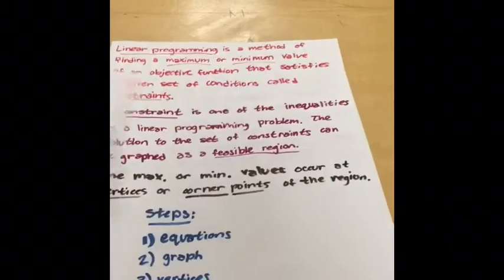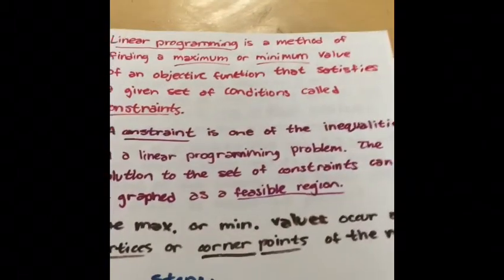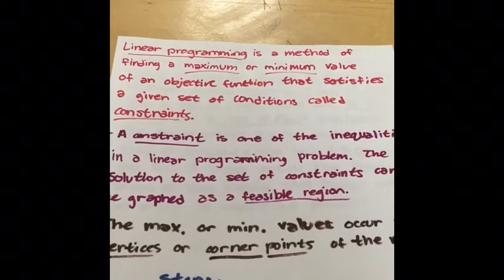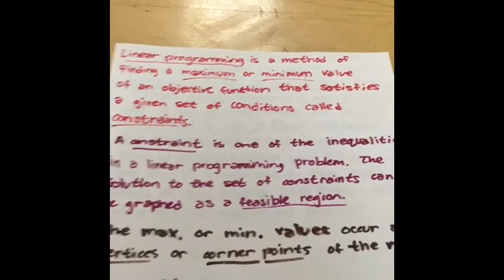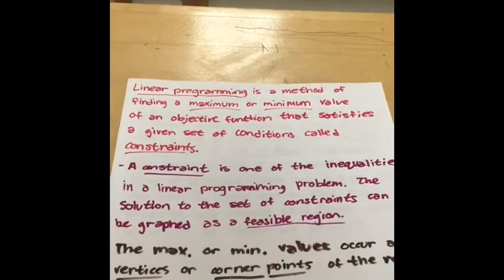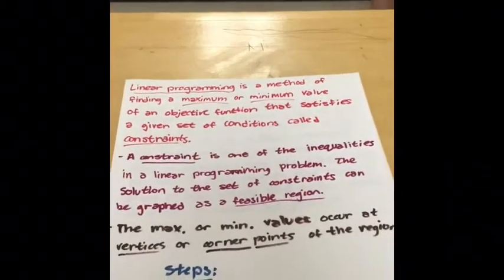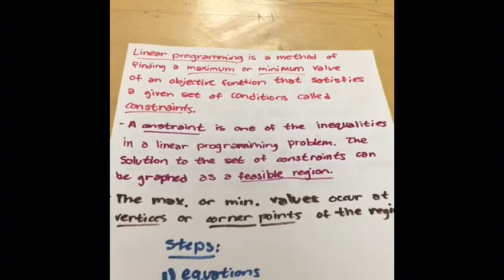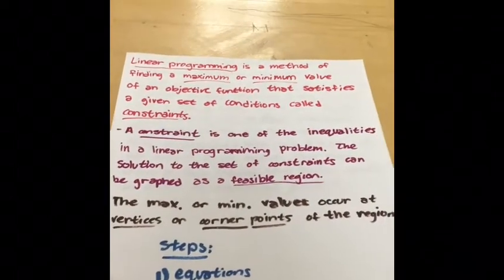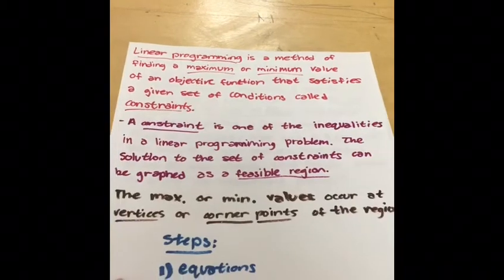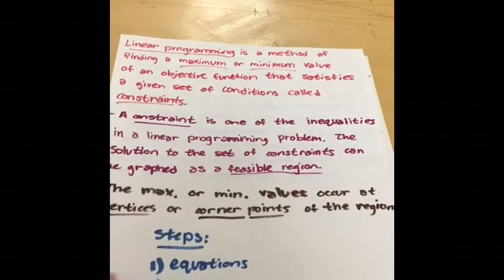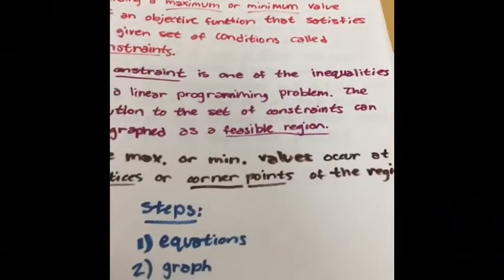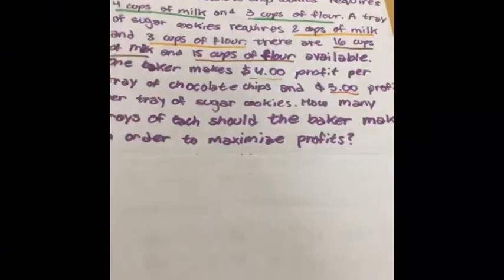This is linear programming. Linear programming is a method of finding a maximum or minimum value of an objective function that satisfies a given set of conditions called constraints. A constraint is one of the inequalities in a linear programming problem. The solution to the set of constraints can be graphed as a feasible region. The max or minimum values occur at vertices or corner points of the region. The steps are using equations, graphs, then finding the vertices, and then substituting.